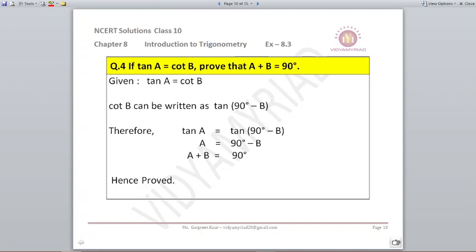So I can rewrite in that form. So tan A is equal to tan (90 minus B). Now both left hand side and right hand side we have tan, we can ignore it. So at the end we get A plus B is equal to 90, and hence we have proved it.